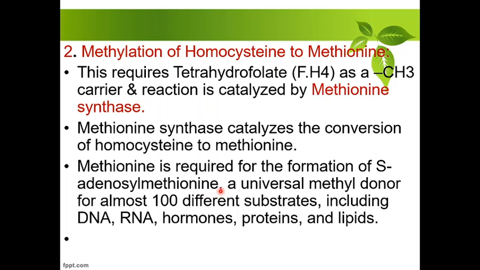What is S-adenosyl methionine? It is the active form of methionine, and it is a methyl donor. It donates the methyl group for synthetic reactions, for DNA synthesis, RNA synthesis, different hormone synthesis, protein synthesis and lipid synthesis. So see, this has two functions: methylation of homocysteine to methionine to control the level of homocysteine, as well as the formation of methionine. It will provide the methyl group, because S-adenosyl methionine is a very good methyl group donor. What is the use of the methyl group? It is used in the synthesis of DNA, RNA, hormones, proteins and lipids.